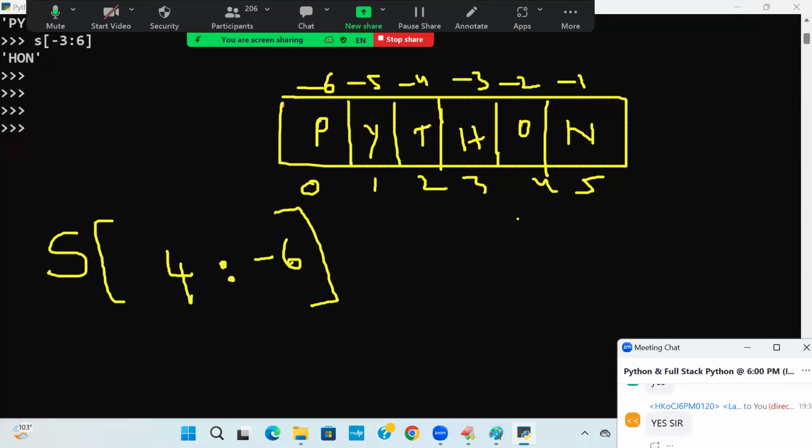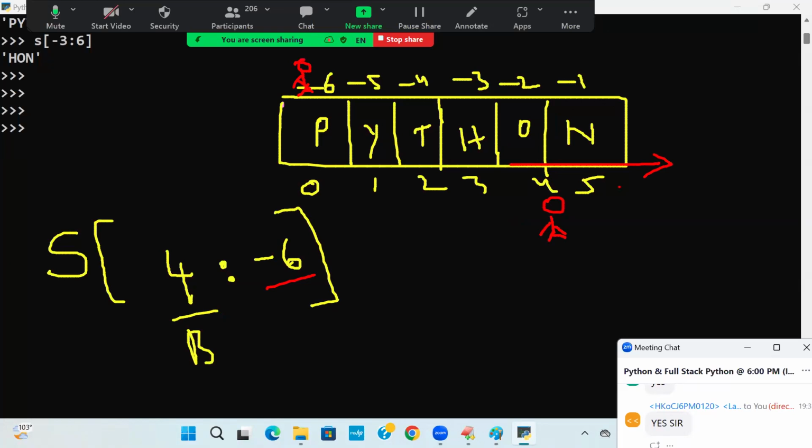Where are you standing? What is this 4? The beginning. Where is this person standing? At 4. Where is the ending? Minus 6. This is the ending person. He is going in which direction? Forward. By default, which direction?